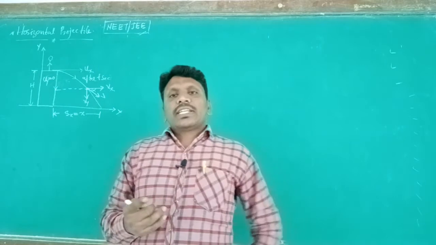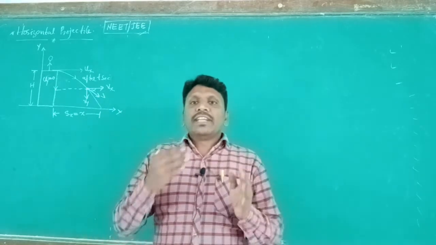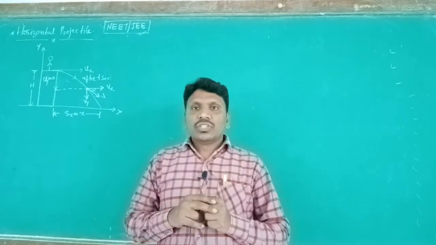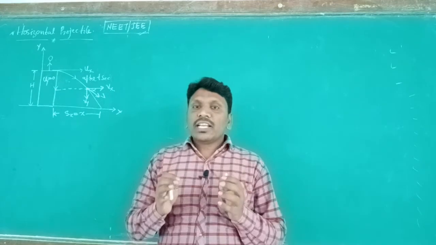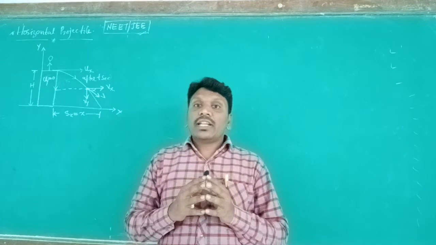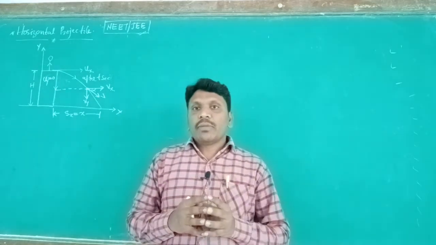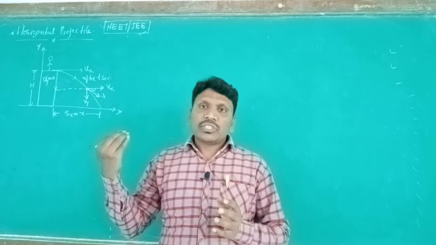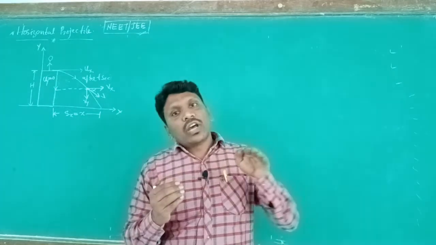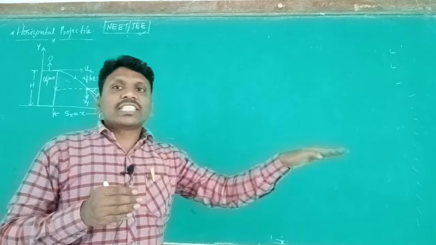See, in oblique projectile, the body which is thrown in the x, y plane has two components. In the beginning, the body is thrown in between x, y, nothing but there is an x direction and there is a y direction. But when we come to the horizontal projectile, the body is thrown only horizontally. Nothing but the body is thrown in the x direction only.